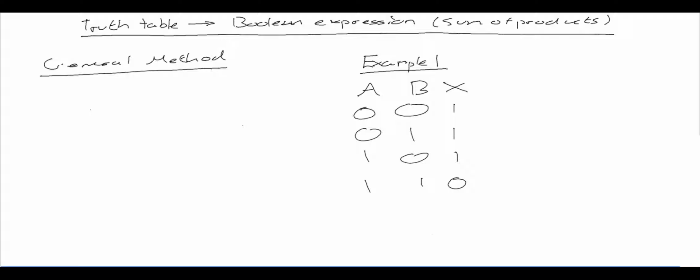In this tutorial video, what I'm going to do is show you how to convert a truth table into a Boolean expression using a method sometimes known as the sum of products. So first of all, I'm going to go through the general method.